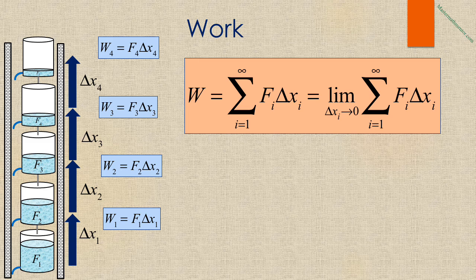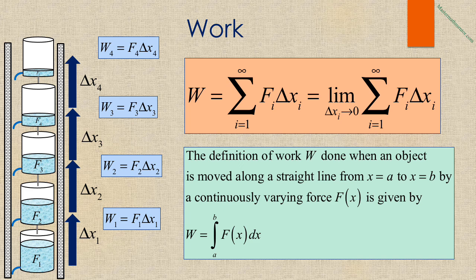The total amount of work to move the bucket to the top of the well is W equals the summation from i equals 1 to infinity of F sub i delta x sub i. However, realize that the water is leaking from the bucket at a continuous rate. So we need to make our delta x sub i's as small as possible. So W is equal to the limit as delta x sub i approaches 0 of the summation from i equals 1 to infinity of F sub i delta x sub i.